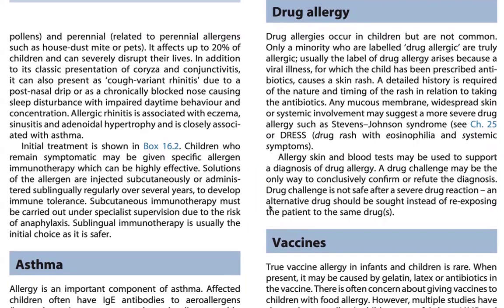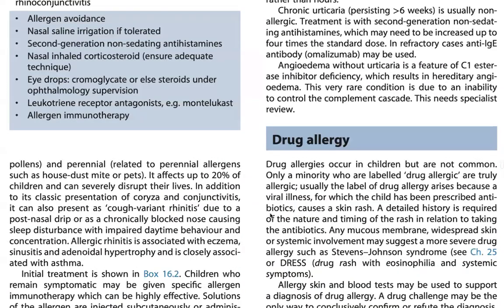Children who remain symptomatic may be given specific allergen immunotherapy, which can be highly effective. Solutions of allergens are injected subcutaneously or administered sublingually regularly over several years to develop immune tolerance. Subcutaneous immunotherapy must be carried out under specialist supervision due to the risk of anaphylaxis. Sublingual immunotherapy is usually the initial choice as it is safer.